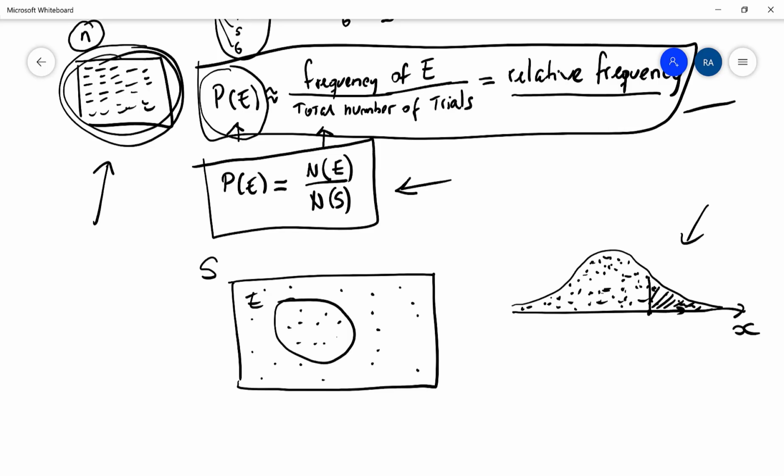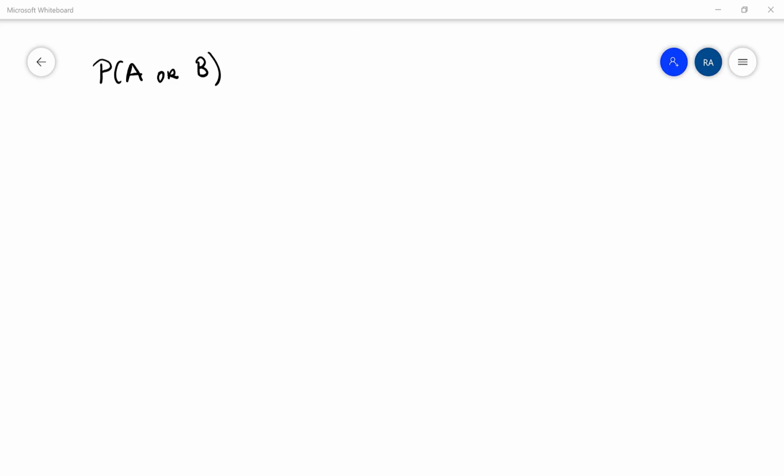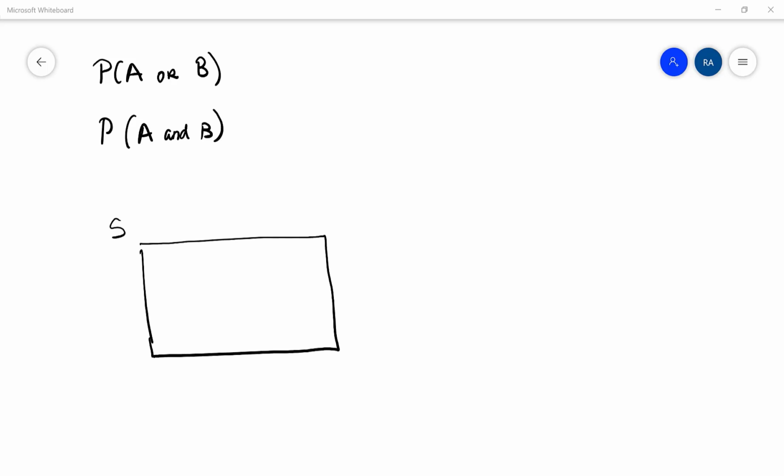Then we can compute the probability of a single event using either the classical approach or the empirical approach. But we can use the classical approach only when all outcomes are equally likely. But we are interested in the probability of compound events, not only single events. For example, we want to compute the probability that A or B occur, or the probability that A and B occur. Let's use a Venn diagram to explain these rules.